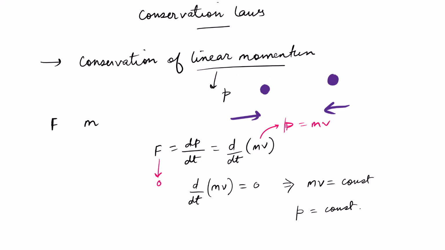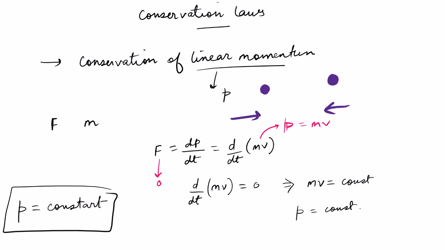So this is the conservation of linear momentum. Basically what it means is that the linear momentum is conserved. By conserved, it means that the linear momentum is constant when an external force is not acting on the system or on the particle. Okay, so that's it.